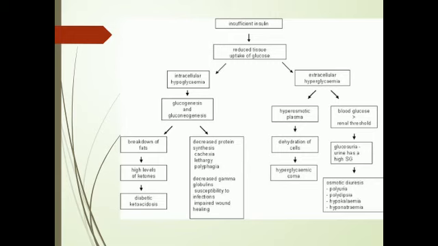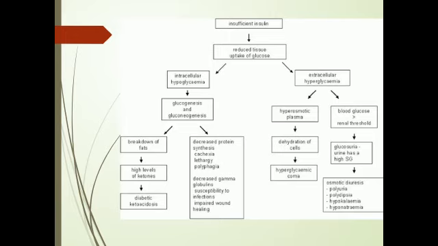If you move on here, there is extracellular hyperglycemia. So what are the effects? Extracellular hyperglycemia leads to increased osmolality of the plasma. The hyperosmotic plasma will result in dehydration of the cells. The neural tissues will be most affected. It will result in hyperglycemic coma.